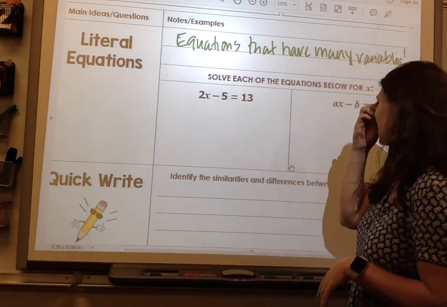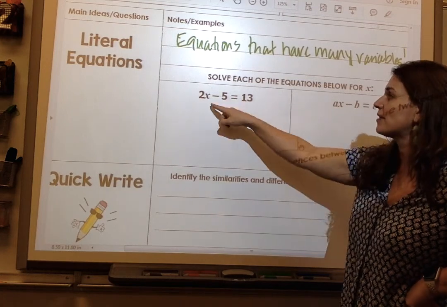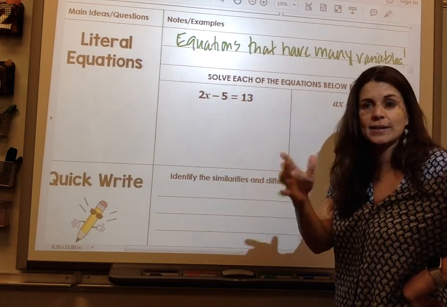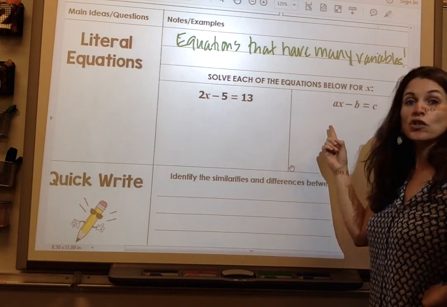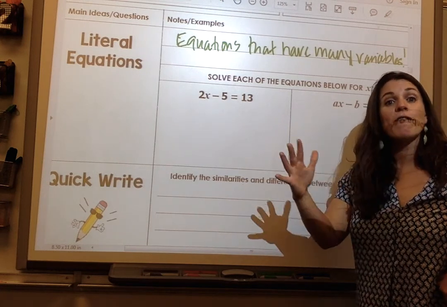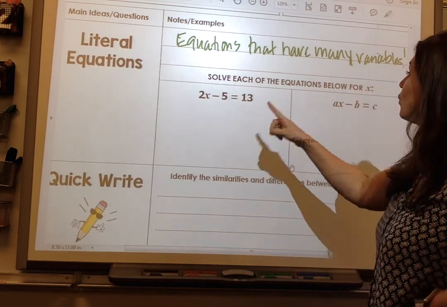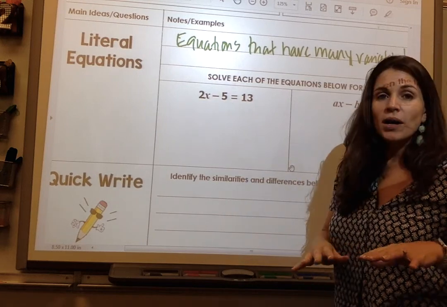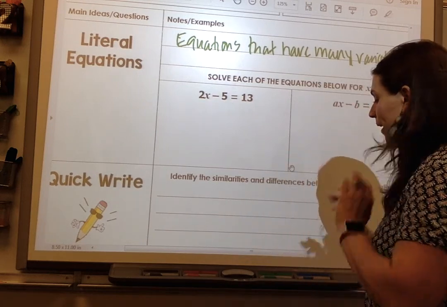So real quick, if I asked you to isolate for x, that means solve for x. And over here, if I ask you to isolate for x, that means solve for x. So how would you do these two? Pause it and then check back in and see if you get what I get.